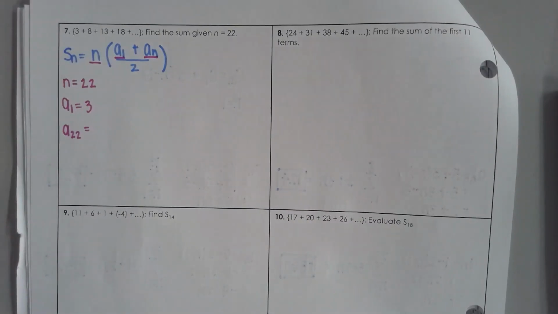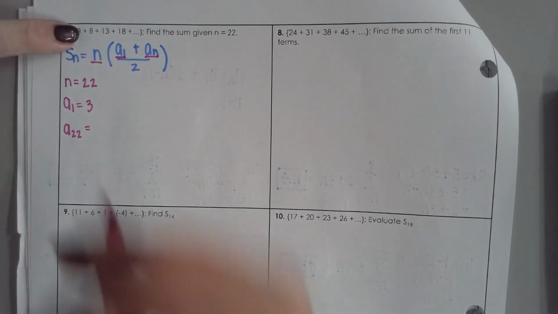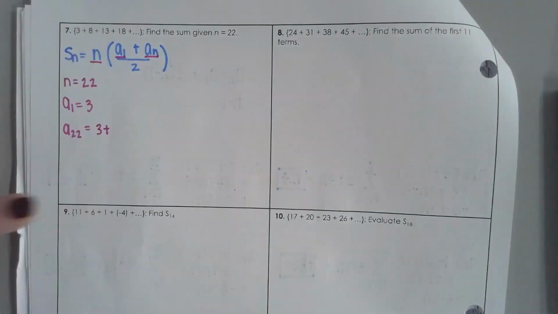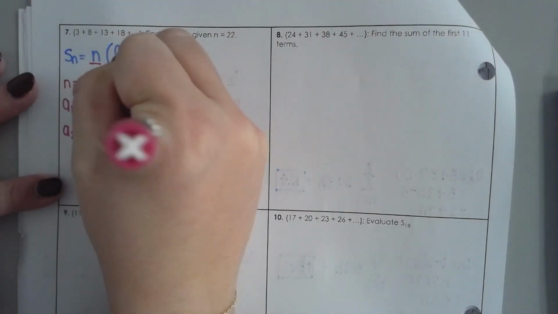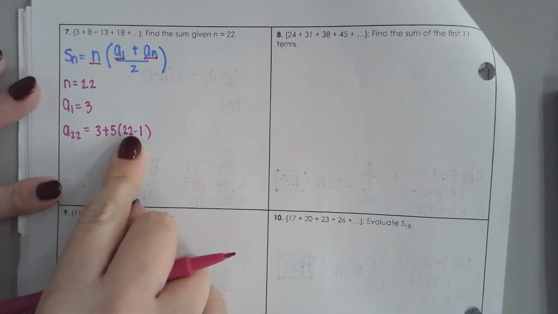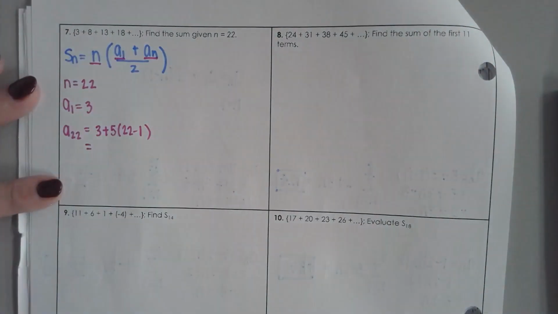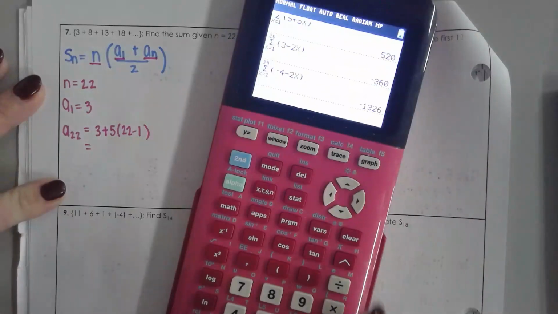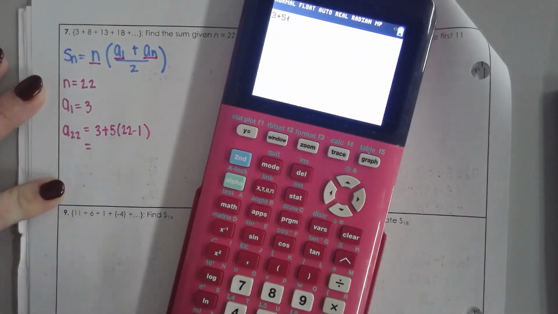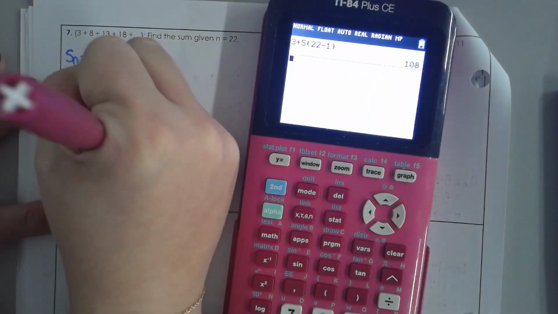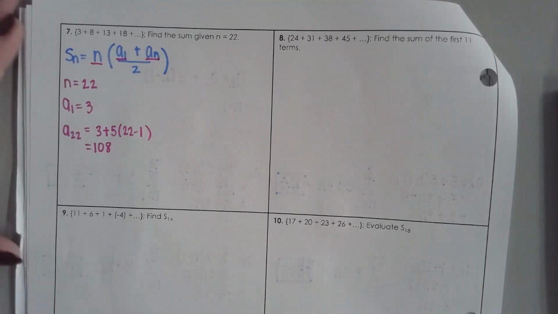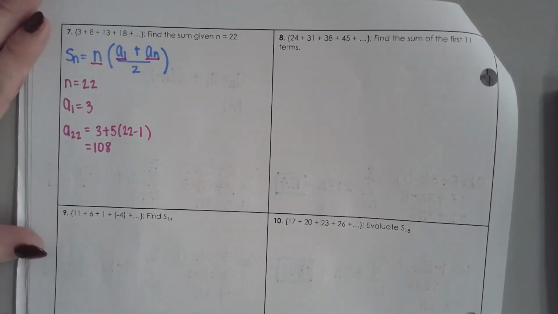My formula is the A1 plus D times N minus 1. So A1 is 3. What's my common difference? 5. And then 22 minus 1. So I'm actually going to plug in that 22 there to get my 22nd term. And you get 108.